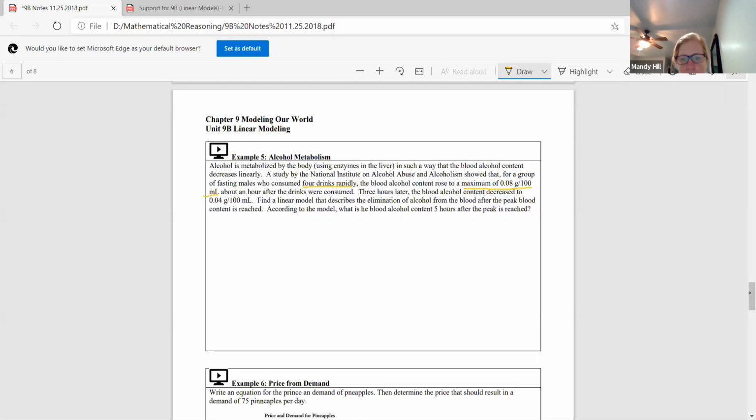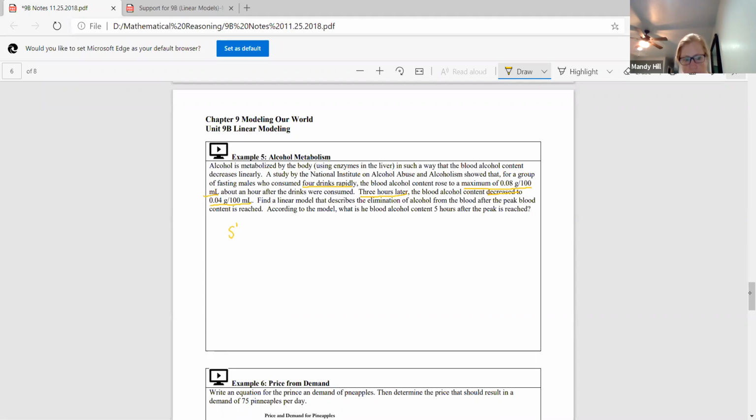3 hours later, the blood alcohol content decreased to 0.04 grams per 100 milliliters. So now we've got something that's happened after 3 hours. It says, find a linear model that describes the elimination of alcohol from the blood after the peak blood content is reached. According to the model, what is his blood alcohol content 5 hours after it's been released?